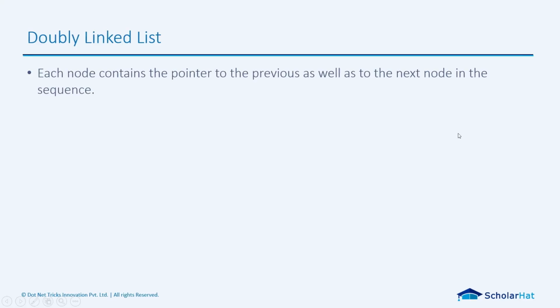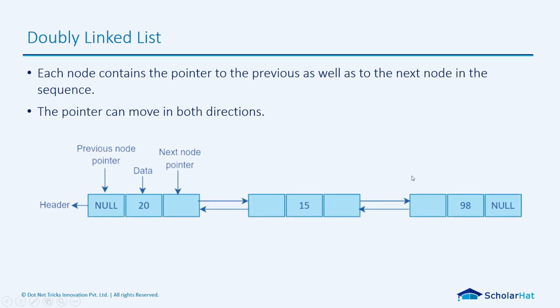Now we'll be learning about the doubly linked list. Here we're going to see each node contains the pointer to the previous as well as to the next in the sequence. So the pointer can move in both directions. You can see that this 20 node has one pointer that is called previous and this one is called next.